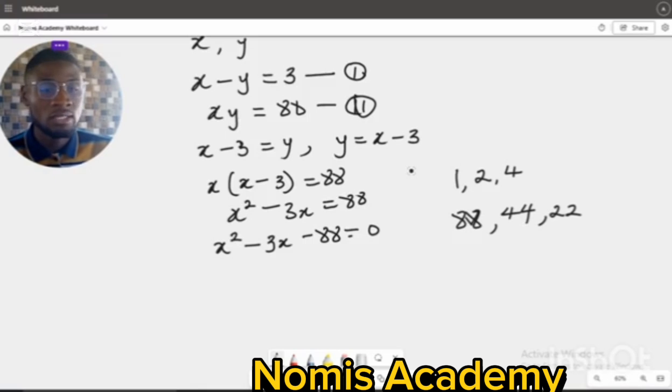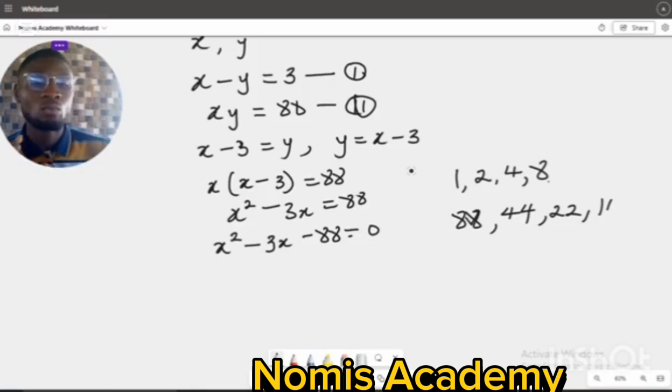So what number again can go? Should I say 8? Yes, 8. 88 divided by 8, I will have 11. So the next that will come here is 11, because 8 multiplied by 11 will definitely give me 88. So these all are the factors of 88.